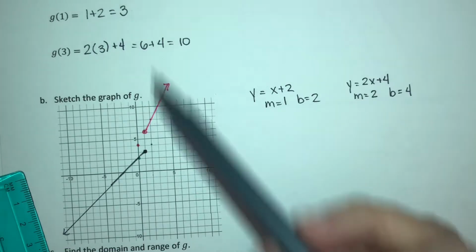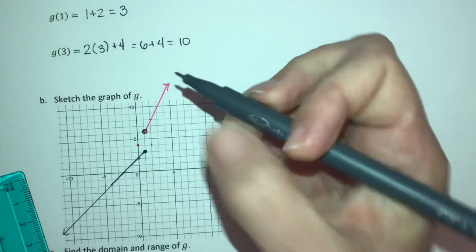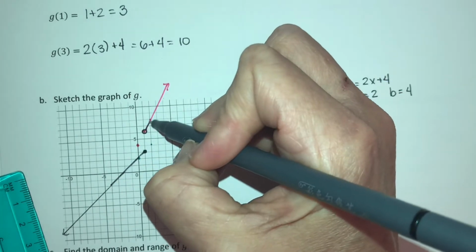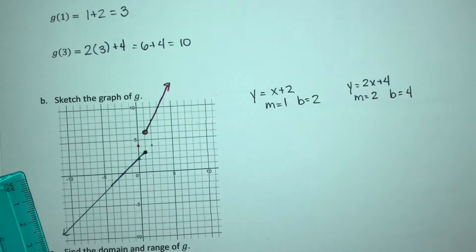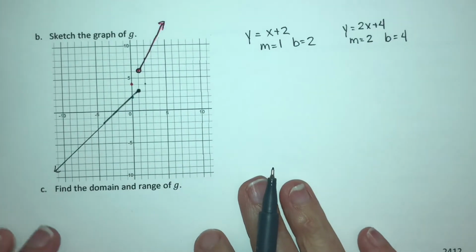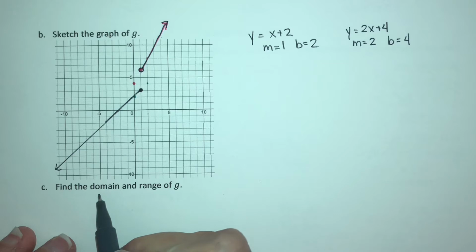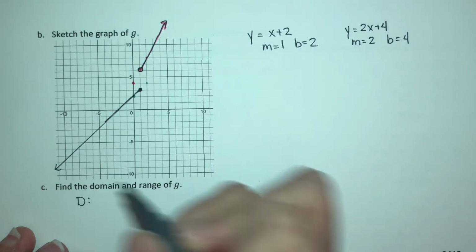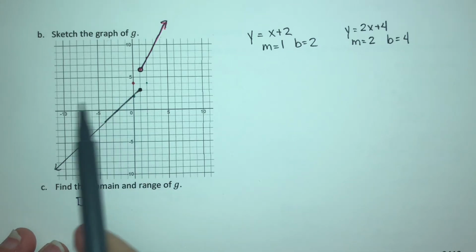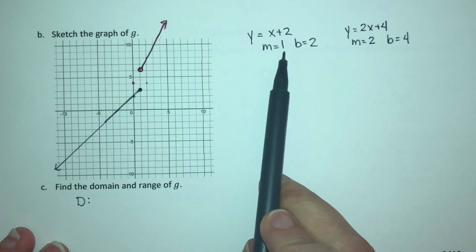So my answer graph has a jump in it. That's an open circle right there, and then the graph continues up like this. Okay? Now let's use this graph to decide the domain and range. Domain is every single possible x value. Well, this continues out forever this direction. This continues out forever this direction.